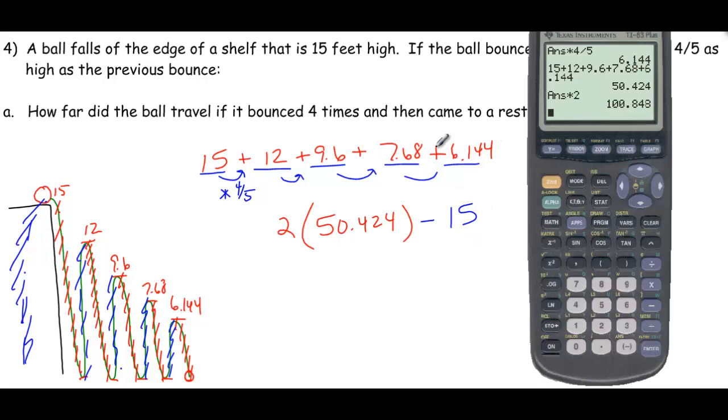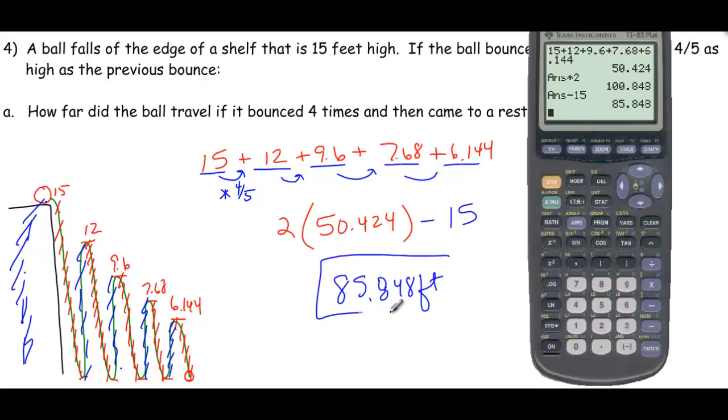So take a second to think about that. I used the geometric series, adding all these values together, but that didn't give me what's actually happening in real life with the ball bouncing down and up. So I need to double it, but again, the ball didn't start on the ground and just magically pop up in the air. It started high and then dropped down once. So if I double that and then subtract 15, this ball then traveled 85.848 feet. That's how far this ball traveled. So what's a better way, or what could we have done instead of writing all of this out?